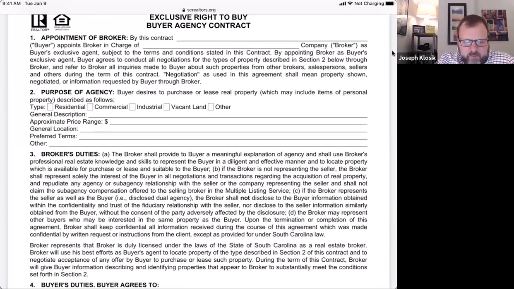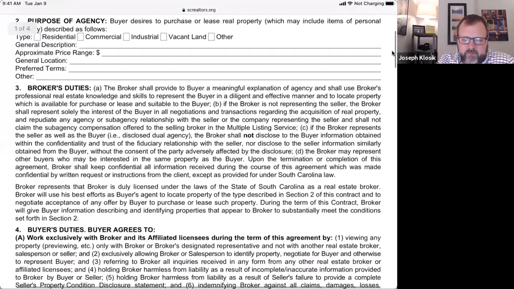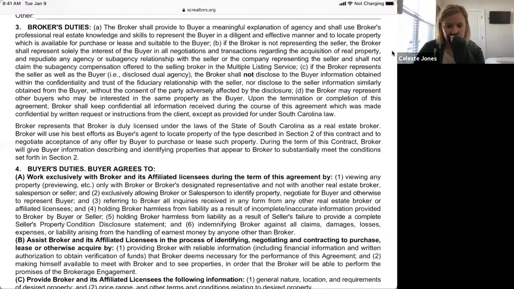Okay. Broker's duties, this obviously maps out what it is that you're going to be doing for the buyer, right? Broker shall provide a buyer meaningful explanation of agency, which really should have been done before going through this agreement, right? You're going to talk about the different types of agency and shall use the broker's professional real estate knowledge and skills to represent the buyer in a diligent and effective manner to locate property which is available to purchase. Broker is not representing the seller. Broker shall represent solely the interest of the buyer in all negotiations and transactions of the property.